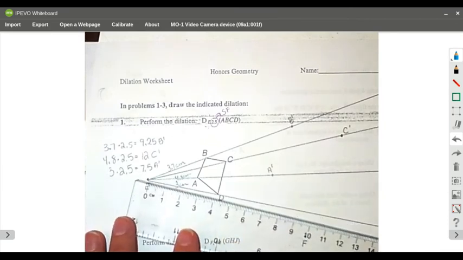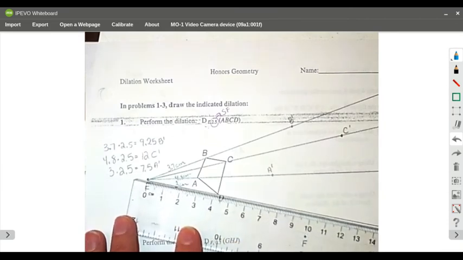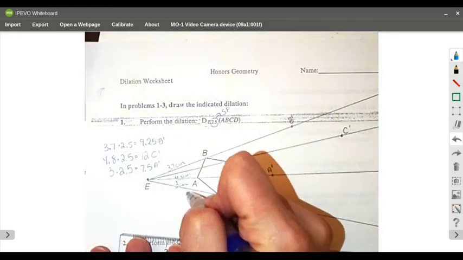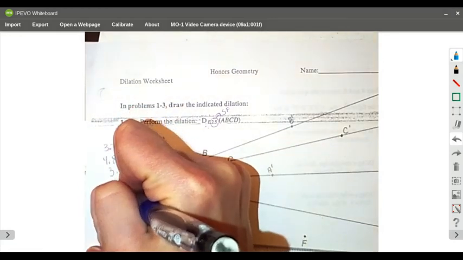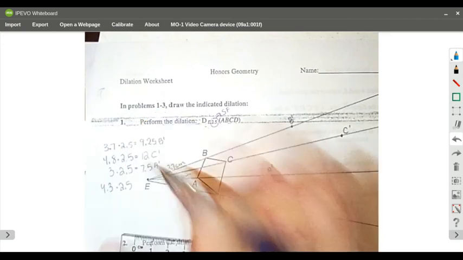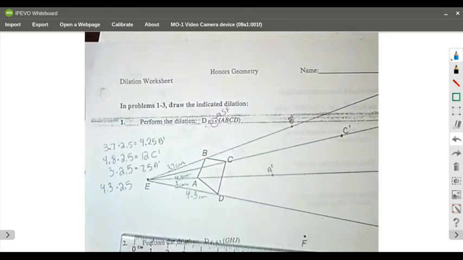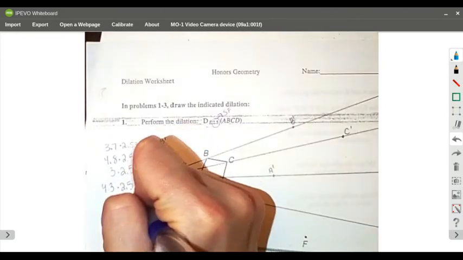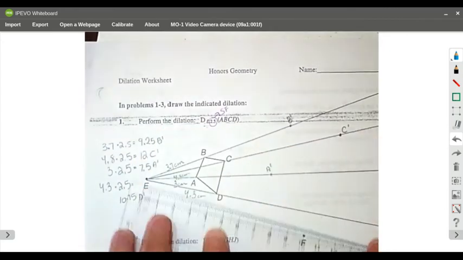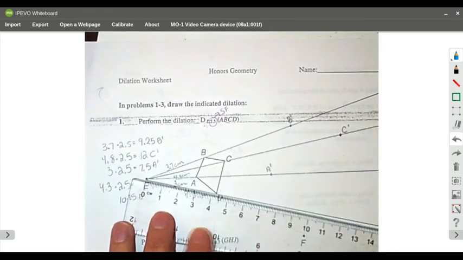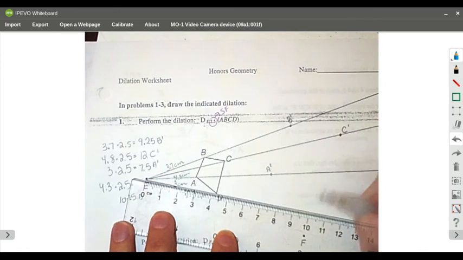And now E to D. And then just measure E to D. I'd say about 4.3. So 4.3 centimeters times 2.5 is 10.75. And that's for D prime. So go back to E, measure 10.75. So 10.5, 10.7, like here.